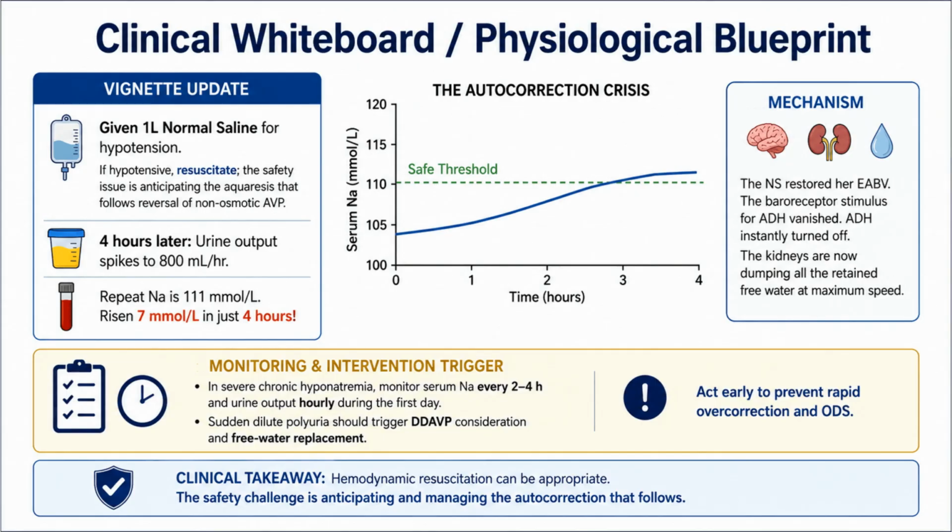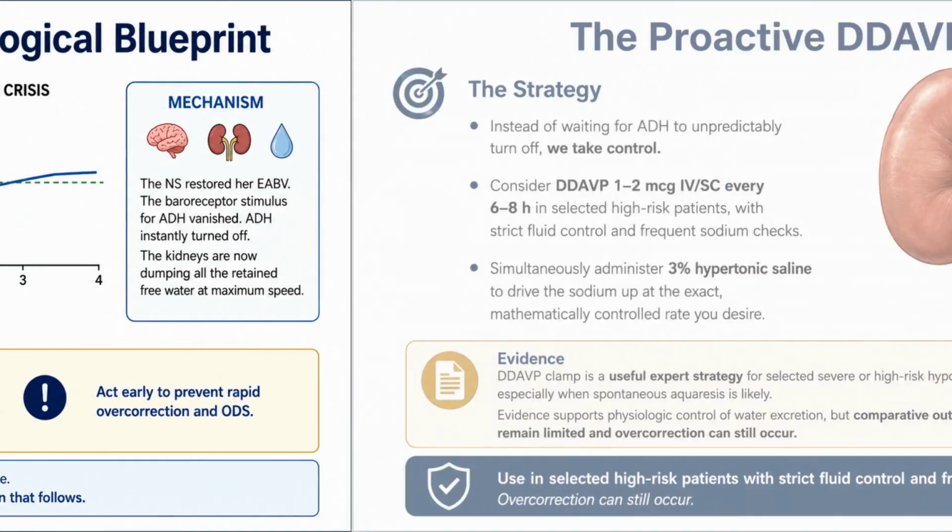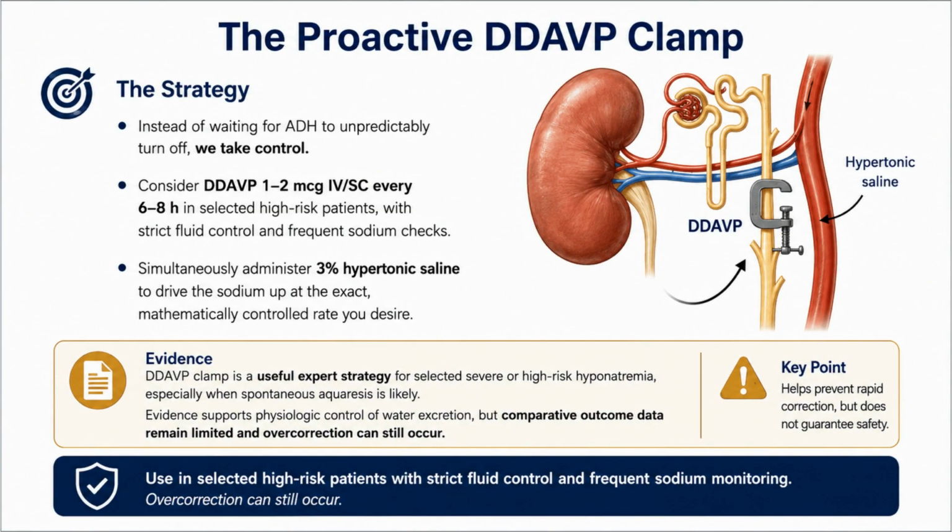One way to prevent this is the proactive desmopressin clamp. A proactive desmopressin clamp means we intentionally control the kidney's water excretion instead of waiting for AVP to turn off unpredictably. In selected high-risk patients, desmopressin can be given, commonly 1 to 2 micrograms intravenously or subcutaneously every 6 to 8 hours, with strict fluid control and frequent sodium checks. Hypertonic saline is then used in carefully titrated amounts to raise sodium at the desired rate. This approach is most useful when spontaneous aquaresis is likely and dangerous.